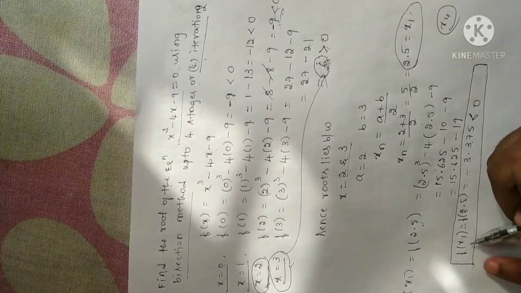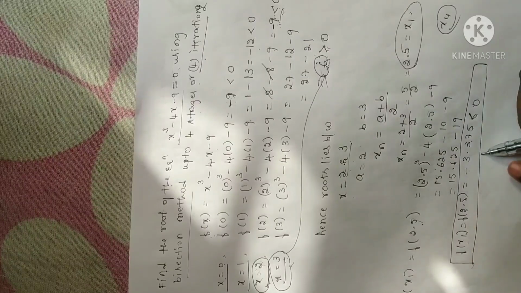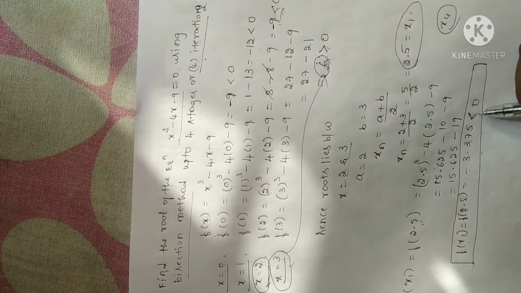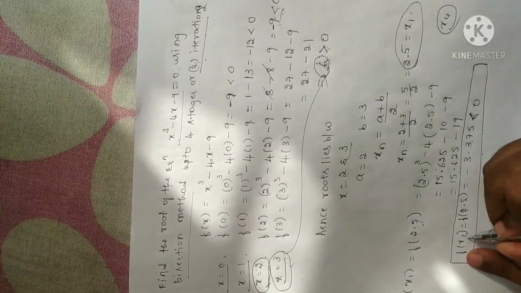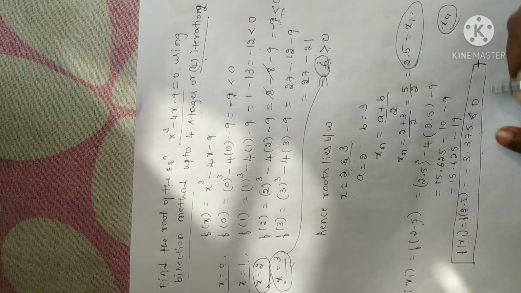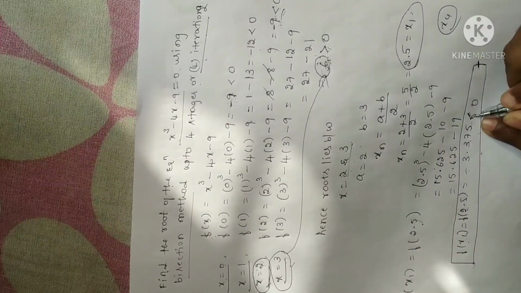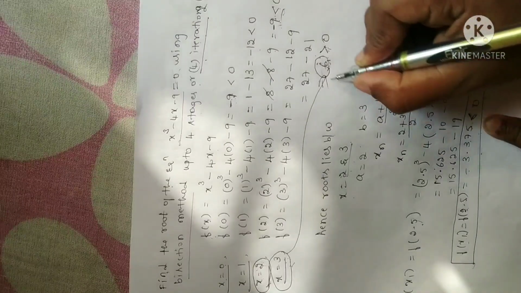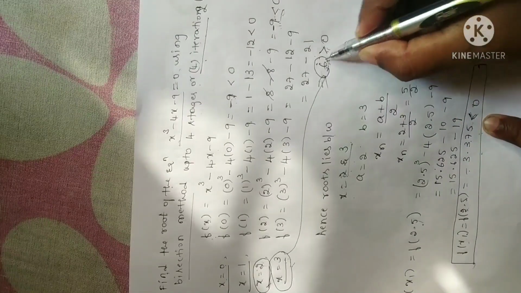Am I correct? So here f of x1 value is minus 3.375. It is less than 0, meaning it is negative, when the value of x1 is 2.5, right? So you have to take this value at present. Next look for the next, previous value for which you have positive.